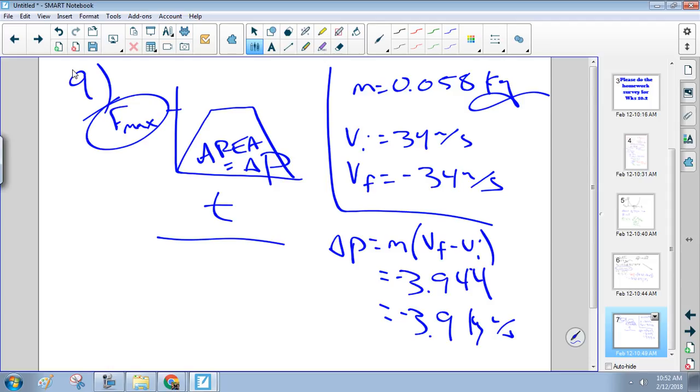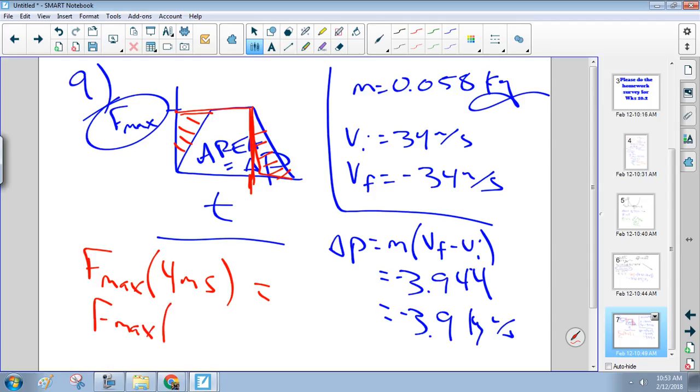All right, everybody good? Yes. Yeah, totally. So yeah, I think that's probably the easiest thing to do. What Carla just said is take this area and use it to fill in this area, right? And then it just becomes F max times whatever this t here is. And looking at the graph tells us it's 4 milliseconds. So F max times 4 milliseconds has got to equal that. Cool? So the milliseconds is 0.0004 seconds.